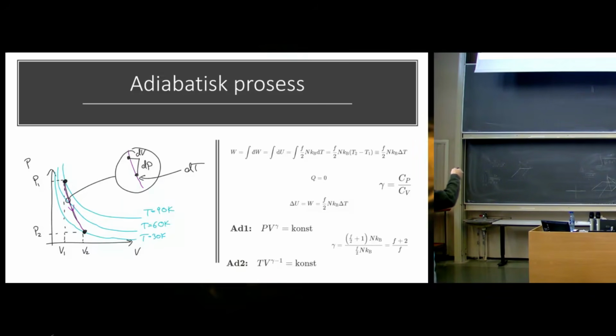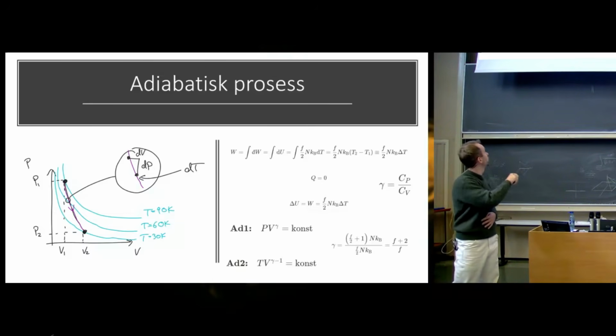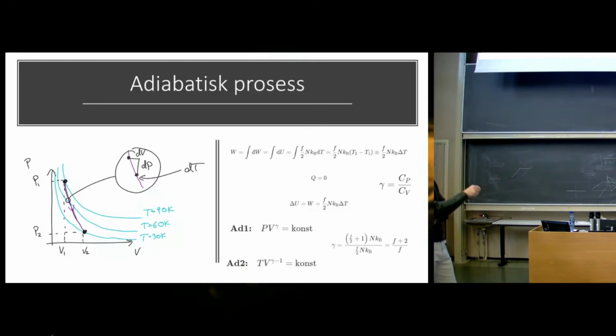The gas expands, and as it expands, it's crossing these isotherms. So it's ending up on a lower isotherm than it was in the beginning. And in order to calculate the work and everything, we have to pull out our integral equations again.